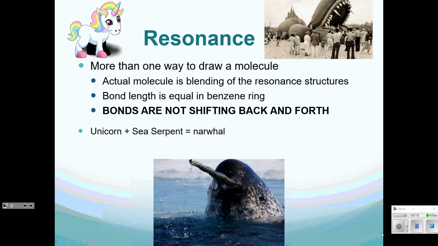Resonance is taking two things that you are aware of, that you know. When you say unicorn, people know what a unicorn is. When you say Loch Ness Monster, people have an idea of what that sea serpent is. You take two things that you are aware of that are fictional. Just like my first two drawings for benzene. It's not double single bonds all the way around. It can't be, because the bond lengths are the same. But if you take those two fictional things and you blend it together, you can make something that is real. And that's how I would describe what a narwhal is.